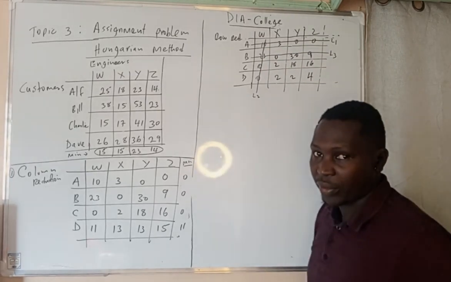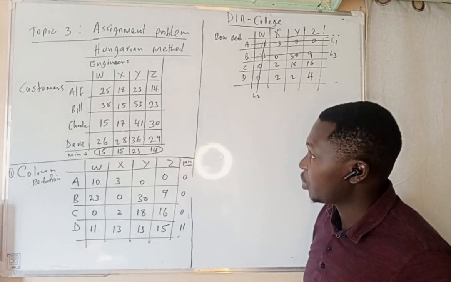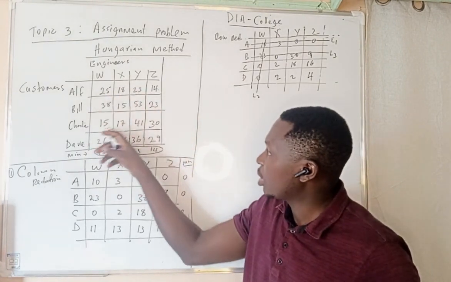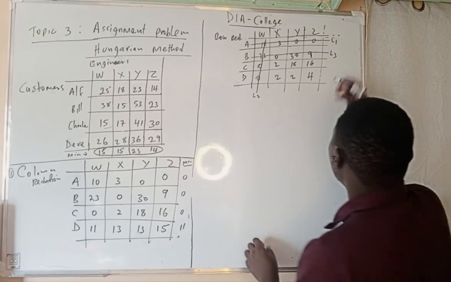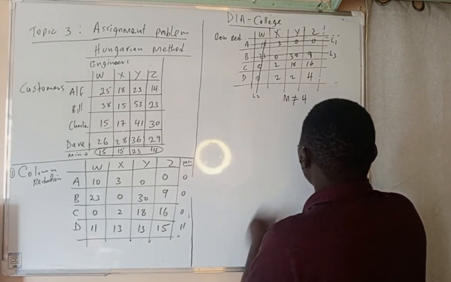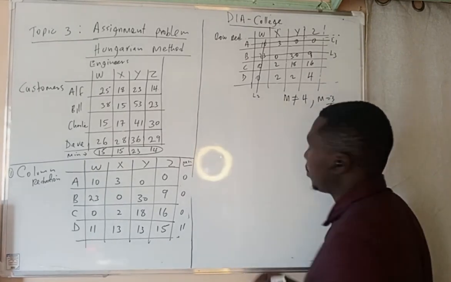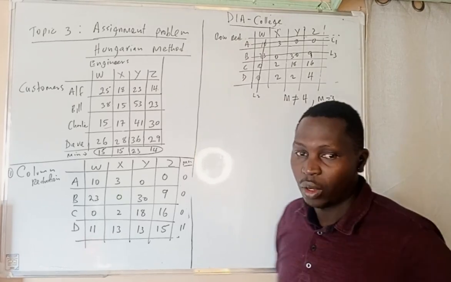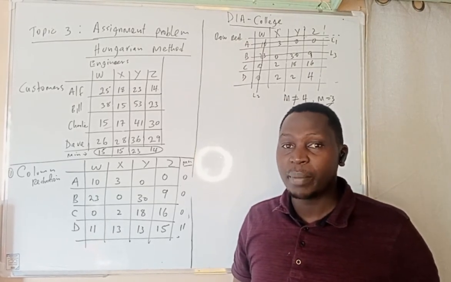So in step number 3, we are checking whether the number of lines equals the number of assignments. So you can see in our initial matrix, the number of assignments is basically 4 customers, but the number of lines here is 3. So M is not equal to 4. Basically what we are saying, M is 3. The number of lines is 3. So that means we have not reached an optimal solution. So in this regard, we are going to perform step number 4.